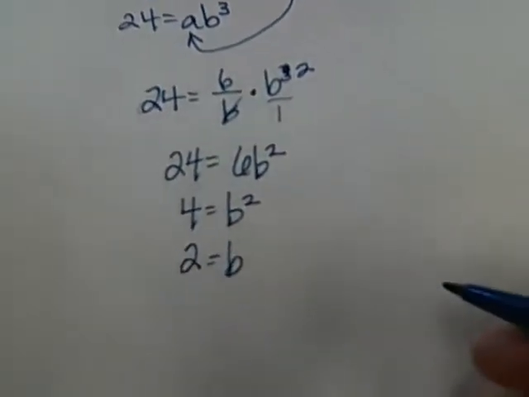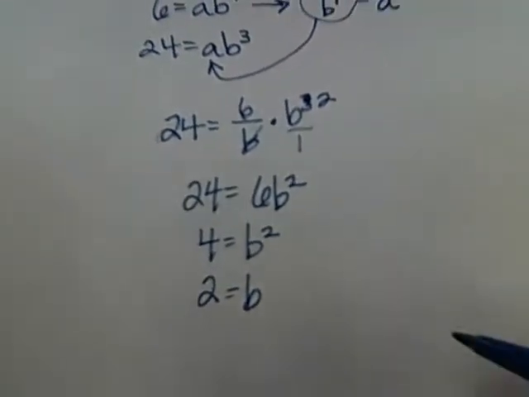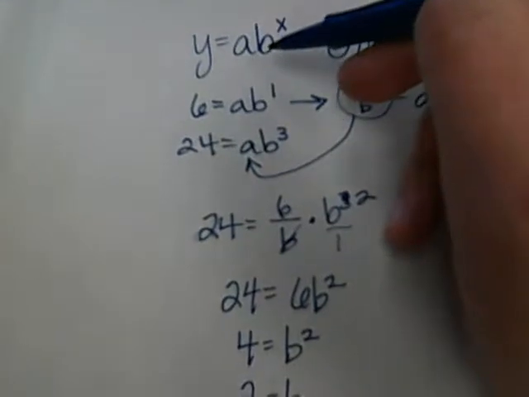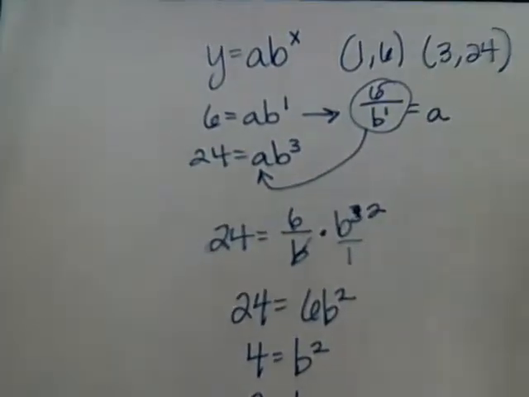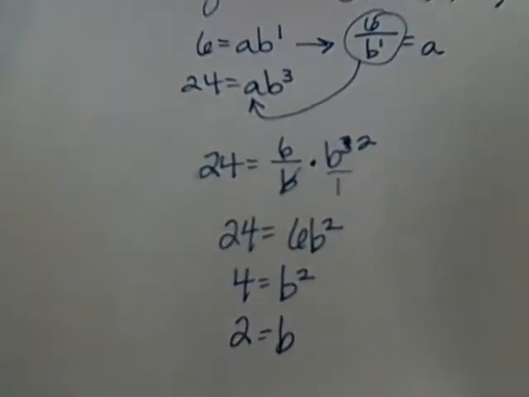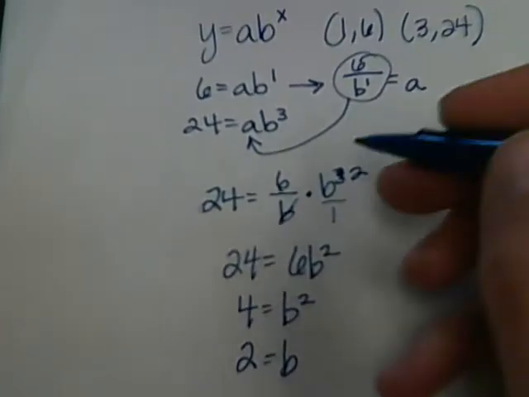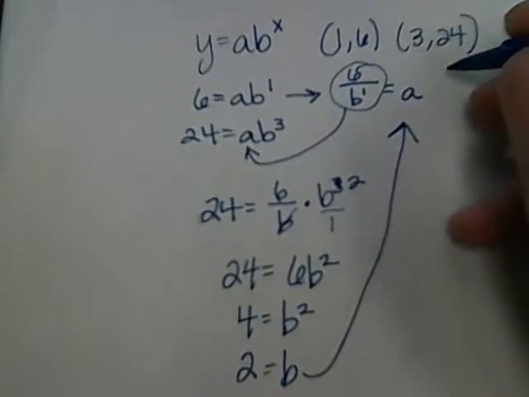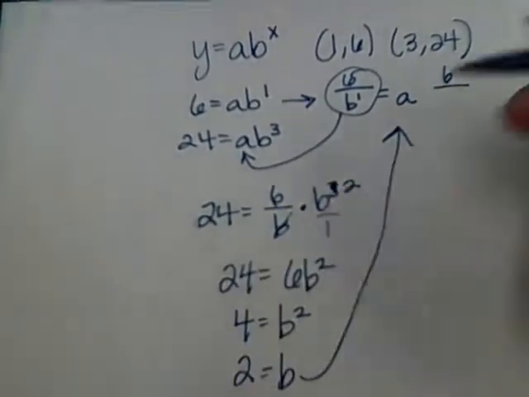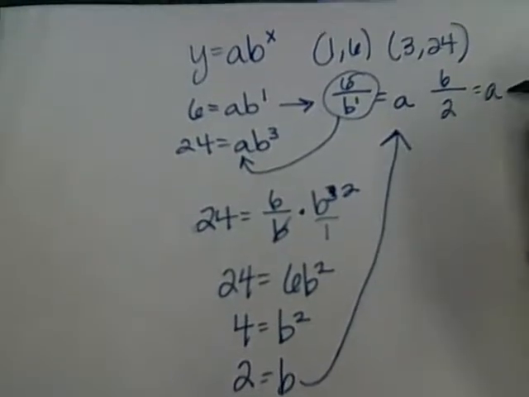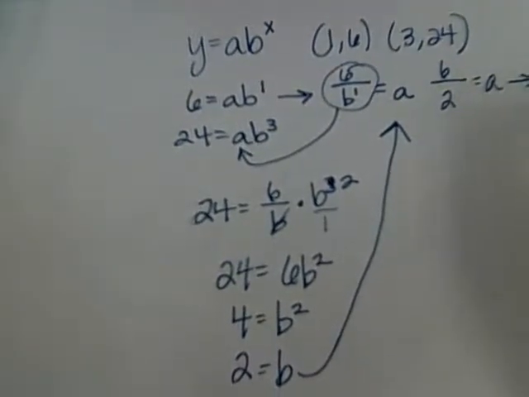Not plus or minus 2 here. We've got to take the positive square root because the base of an exponential function has to be positive, okay? It has to be positive. And we learned that back in 8.1 and 8.2. So now to find a, I'm going to sub that back up here. So we have 6 over, we know what b is now, 2 to the first, which would just be 2 equals a, so a equals 3.